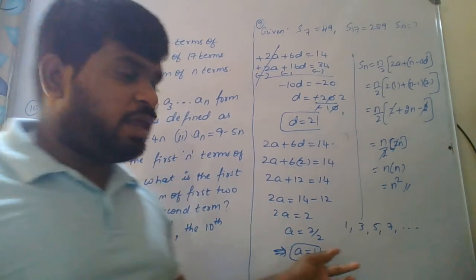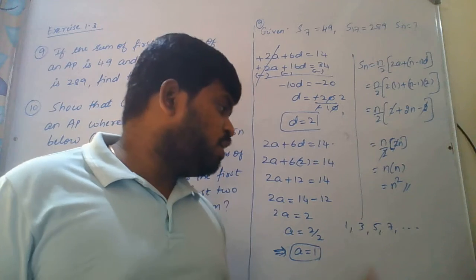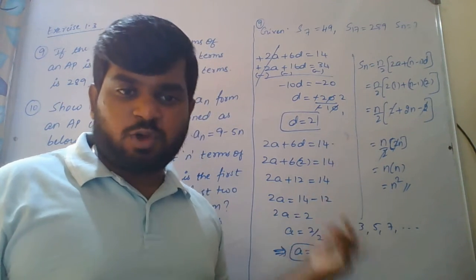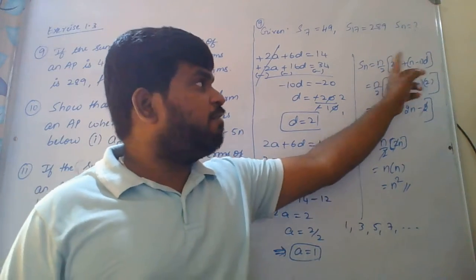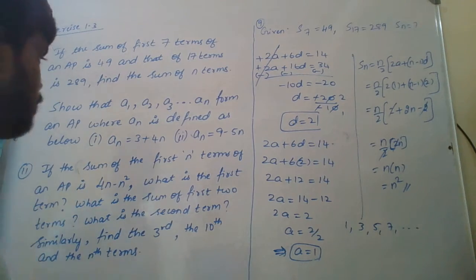Similarly, you guys try it out for even numbers. What is the formula that you will get for even numbers? 2, 4, 6, 8. Again, the a value is 2 and the d value is also 2. Substitute the a value and d value in the formula and you will get the formula. So let's get into the next problem.